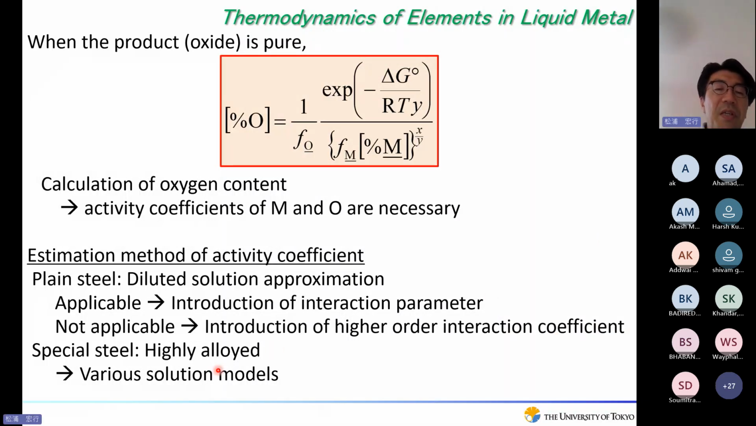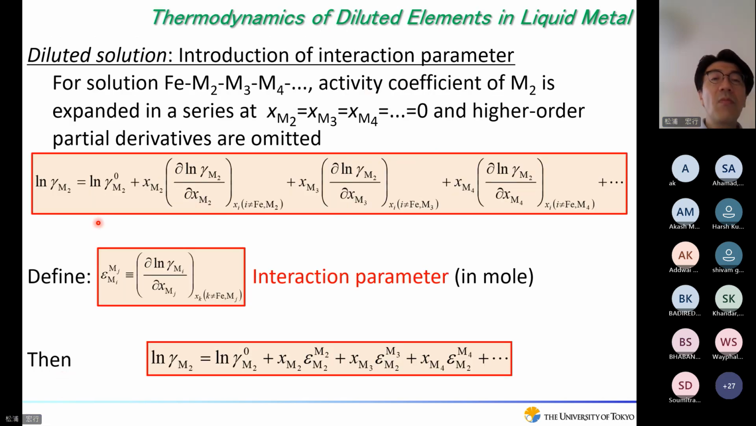In the case of special steels, since they are highly alloyed, you mostly cannot use the normal interaction parameters like this. So in that case, you need to utilize the various solution models. Probably you may have already studied the introduction of interaction parameters. The definition of interaction parameter is as follows.